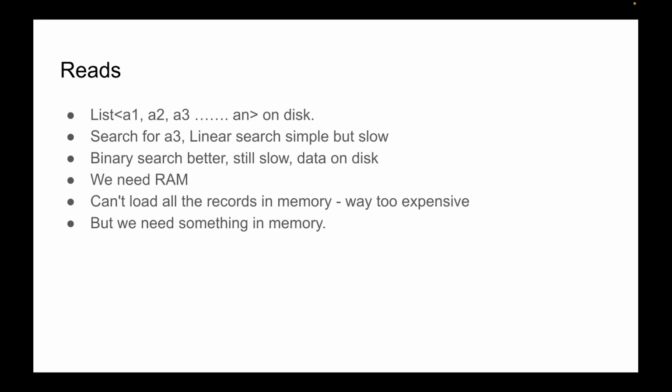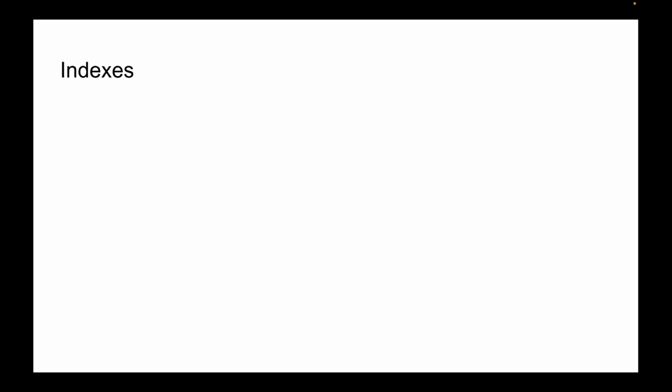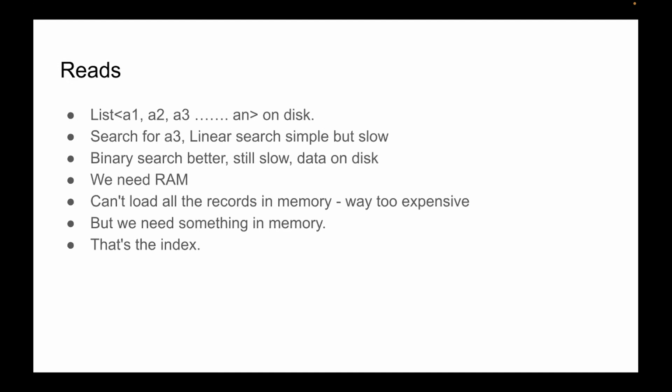So what we need is something in memory that doesn't take all of our records that are on the disk and load them into memory, but somehow we should be able to use the data on disk with something in memory. And that something is nothing but the index, right? So what is the index? Index is nothing but a pointer. It is a memory pointer which points to an offset on the disk that contains the data record. So in our previous example, if you have A1, A2, A3 on the disk, an index entry for A1 will just have a pointer to the offset of A1 on the disk, right?